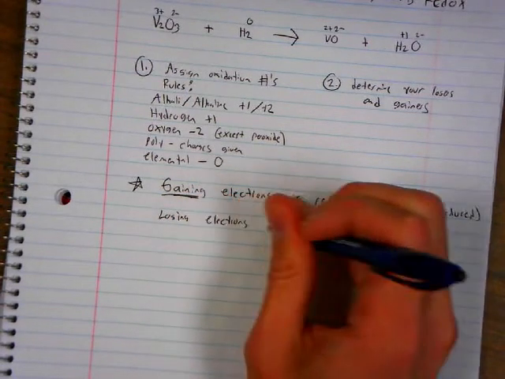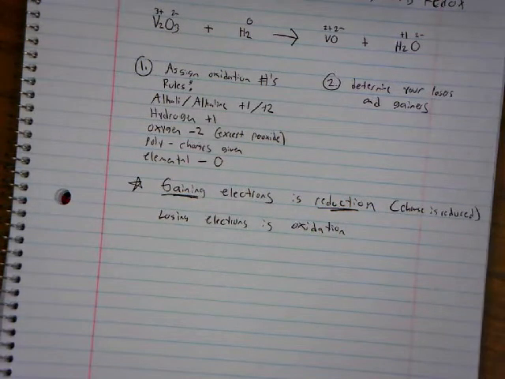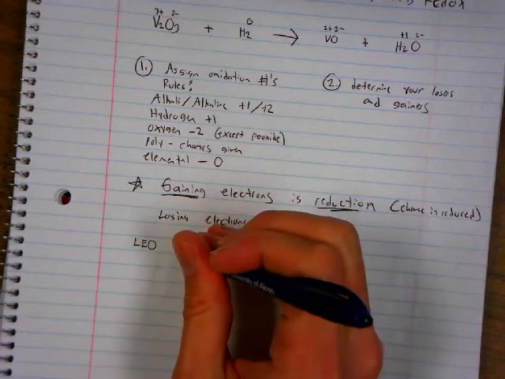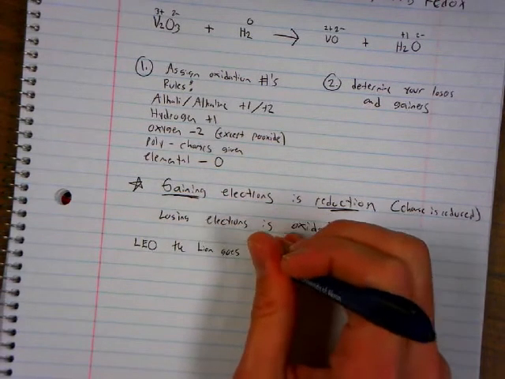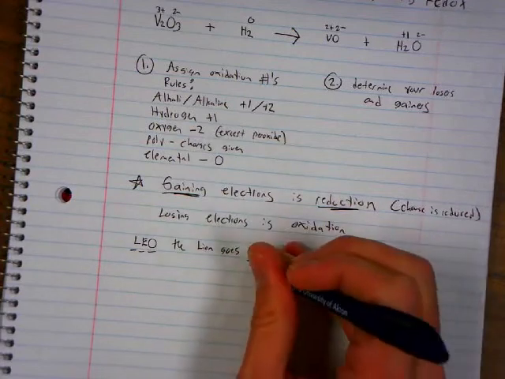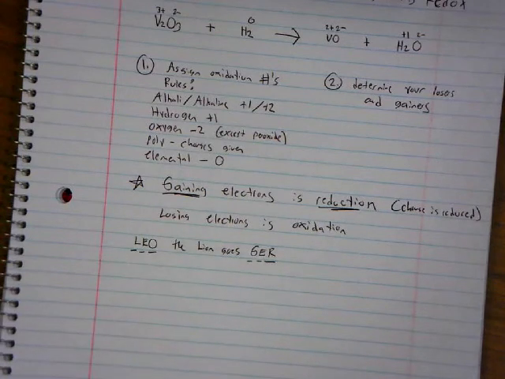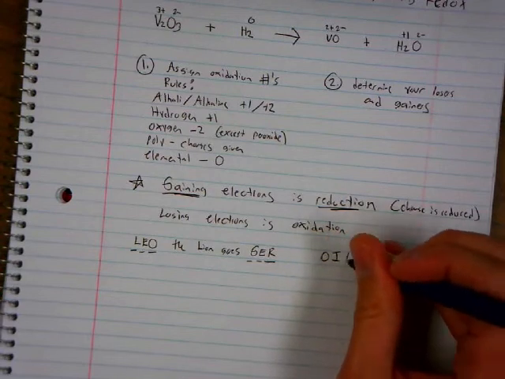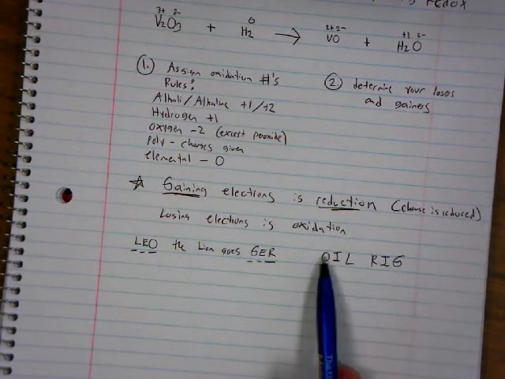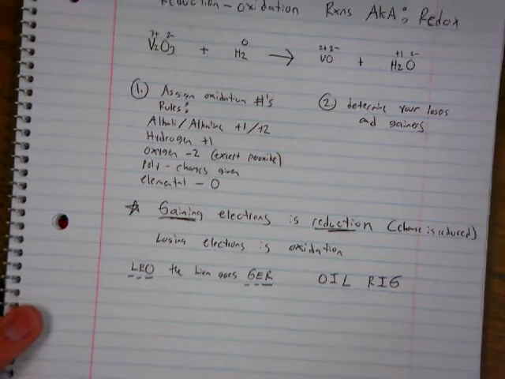Losing electrons is oxidation. There's no fancy way to remember that, but losing, you're just oxidizing. You have to know that. There's two ways to remember this. Way number one is how I learned it in high school. Leo the lion goes grr. Losing equals oxidation, gaining equals reduction. So Leo goes grr is one way to remember it. The other way is the new way, oil rig: oxidation is losing, reduction is gaining. So either one of those is how you're going to do it. Cool? So back to our problem.